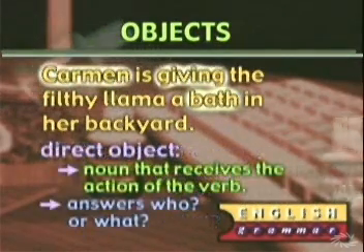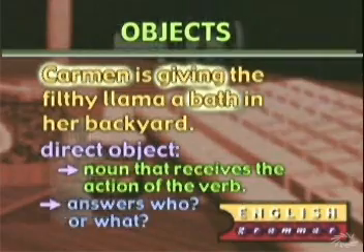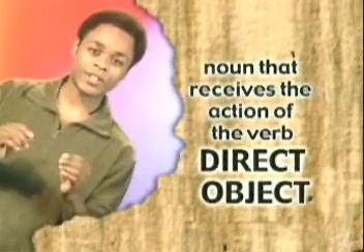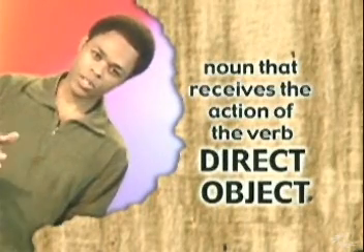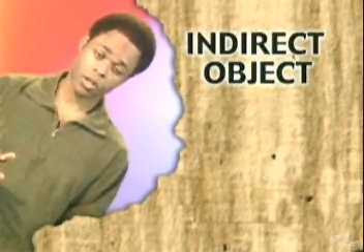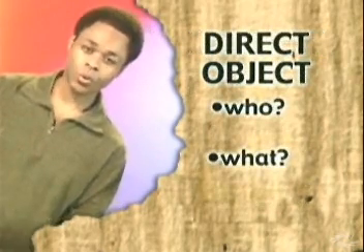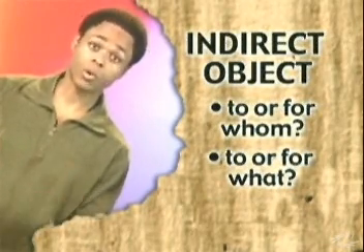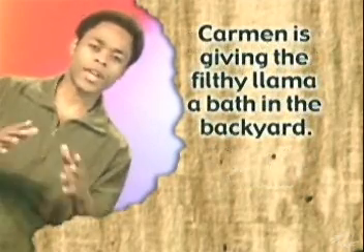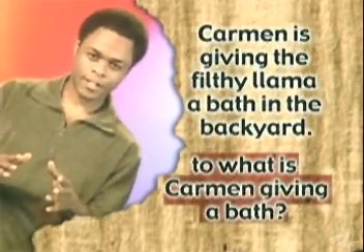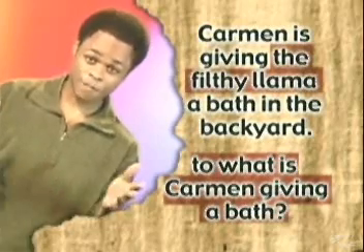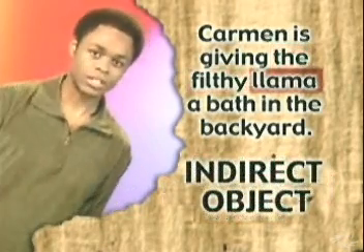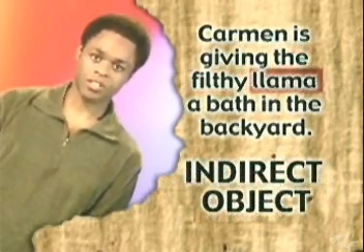In this case, what is Carmen giving? The answer is a bath. So, a noun that receives the action of the verb is called the direct object. Another kind of object we see in this sentence is an indirect object. While the direct object answers the question who or what, the indirect object answers the question to or for whom or to or for what. In our sentence, when we ask, to what is Carmen giving a bath? The answer is the filthy llama. So, llama is the indirect object of our sentence.